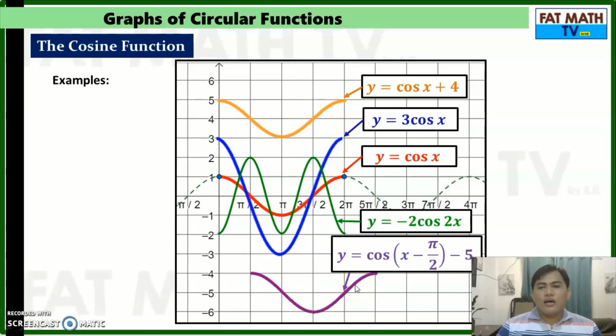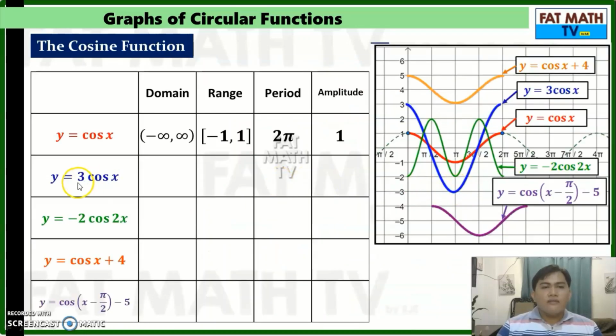Okay, let's go to the domain, range, amplitude, and period of these given functions. Okay, so as what you can see here, all the changes that we can create are just in one slide, because if you will go back to the sine function, the shifts and the changes that are created by the numbers are just the same.